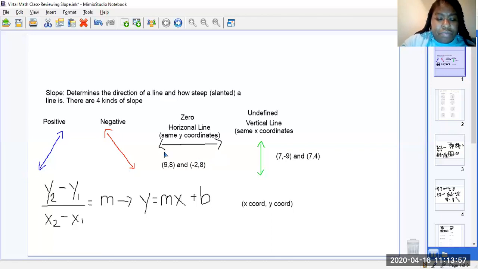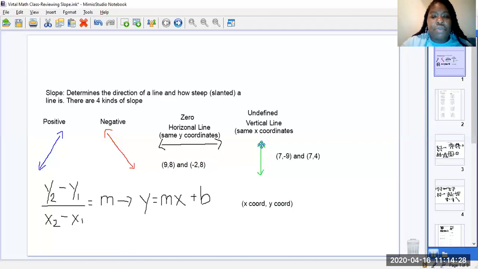Next we have zero slope, which is a horizontal line. If they give you 2 coordinates and they have the exact same y number, and the numbers both have to be positive or both negative, you can't have one or the other because it's not the same. For example, they've given us 9, 8, and negative 2, 8. I do not have to use this formula down here because my slope is 0. I'll prove that to you all momentarily as well.